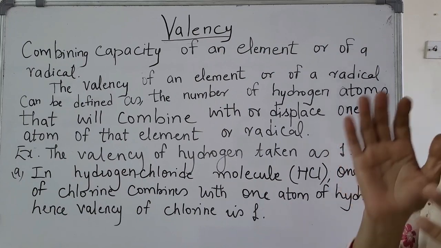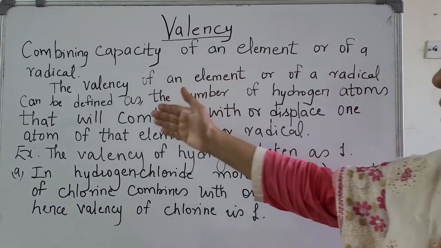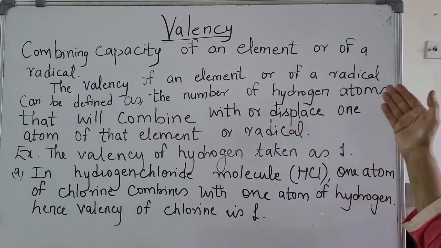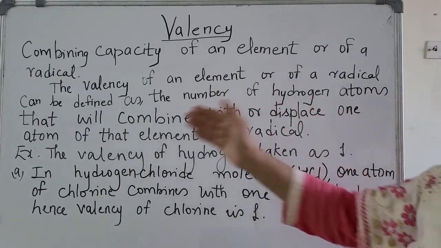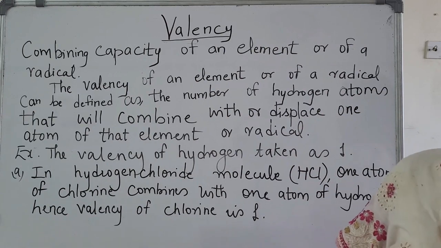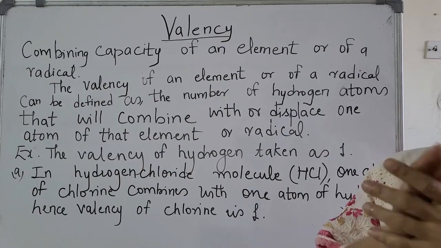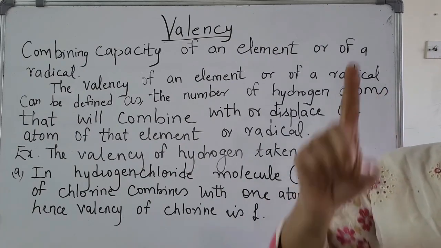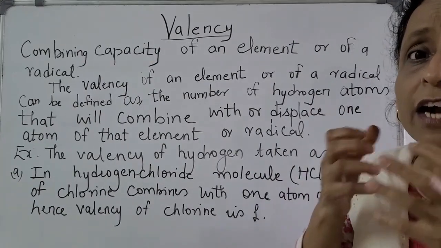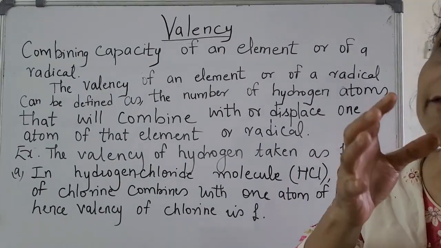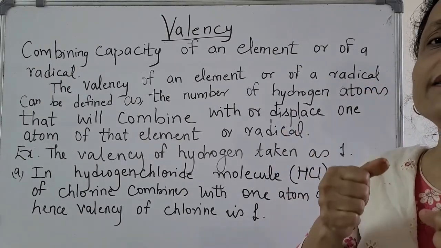So what is the definition of valency? The valency of an element or of a radical can be defined as the number of hydrogen atoms that will combine with or displace one atom of that element or radical. This is the definition. So it is the hydrogen. The hydrogen has got valency 1, so it will combine with other elements. So how many hydrogen are required by that element, that forms the valency? Or how many it displaces, that forms the valency?